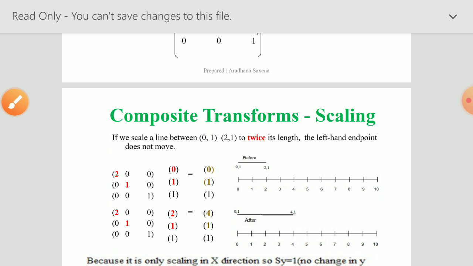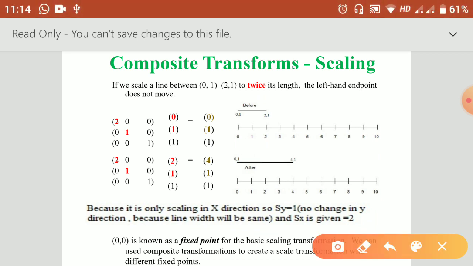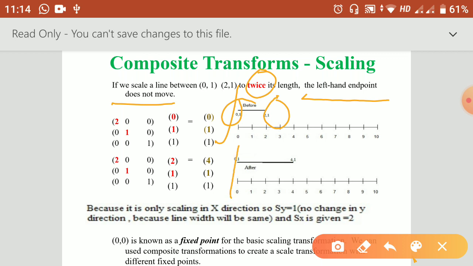So there is a numerical of scaling. The question is given: if we scale a line between 0 1 and 2 1, this is the line, from 0 1 to 2 1, we need to scale it to twice its length. And it is also given that the left hand end point does not move. So the left hand point will be at its original position before scaling, and after scaling it does not move. So we need to calculate the point after scaling.